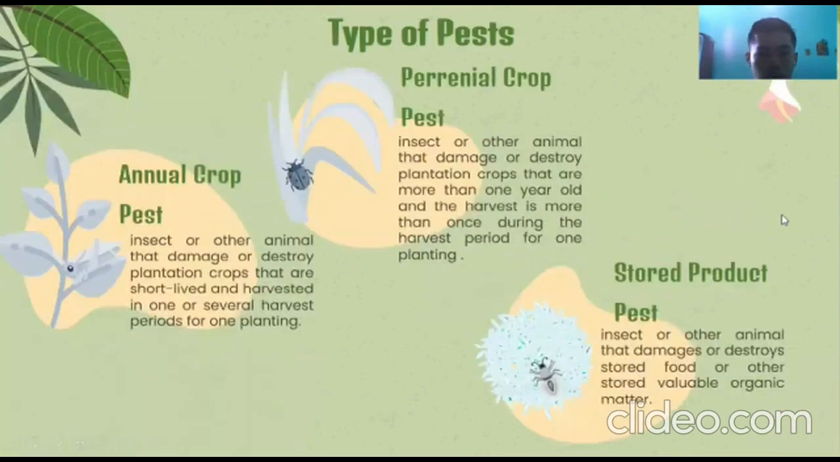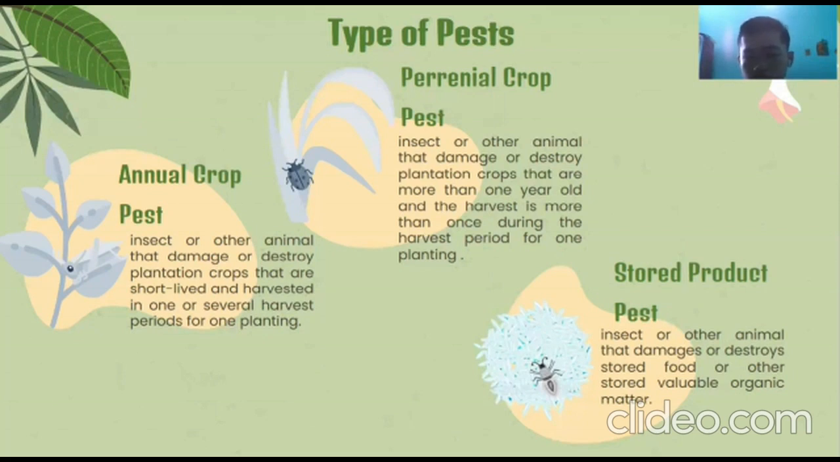Types of pests. 1. Annual crop pest: insects or other animals that damage or destroy plantation crops that are short-lived and harvested in one or several harvest periods for one planting. 2. Perennial crop pest: insects or other animals that damage or destroy plantation crops that are more than 1 year old and harvested more than once during the harvest period for one planting.